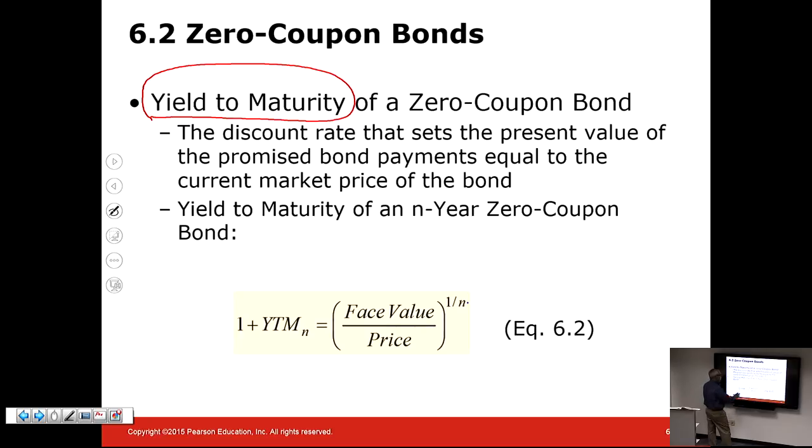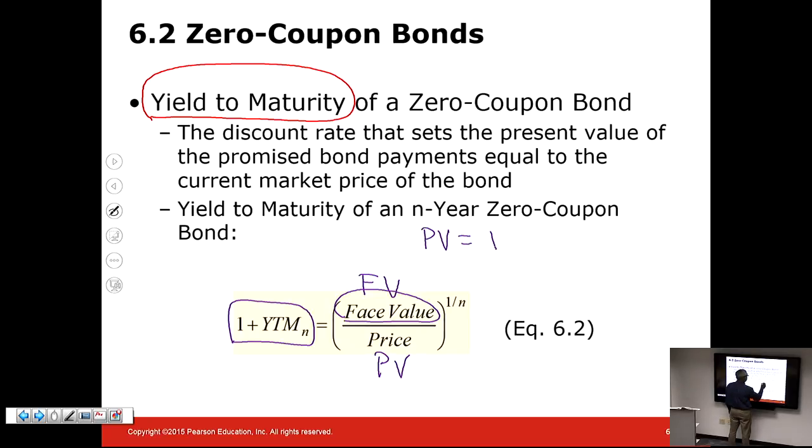And that yield is essentially calculated in the following manner. 1 plus the yield to maturity over n periods is the face value of the bond, which is the future value, divided by the present value, raised to the power 1 over n. There's no big mystery to this equation. If you recall, present value is future value at period n times 1 plus r to the power n.